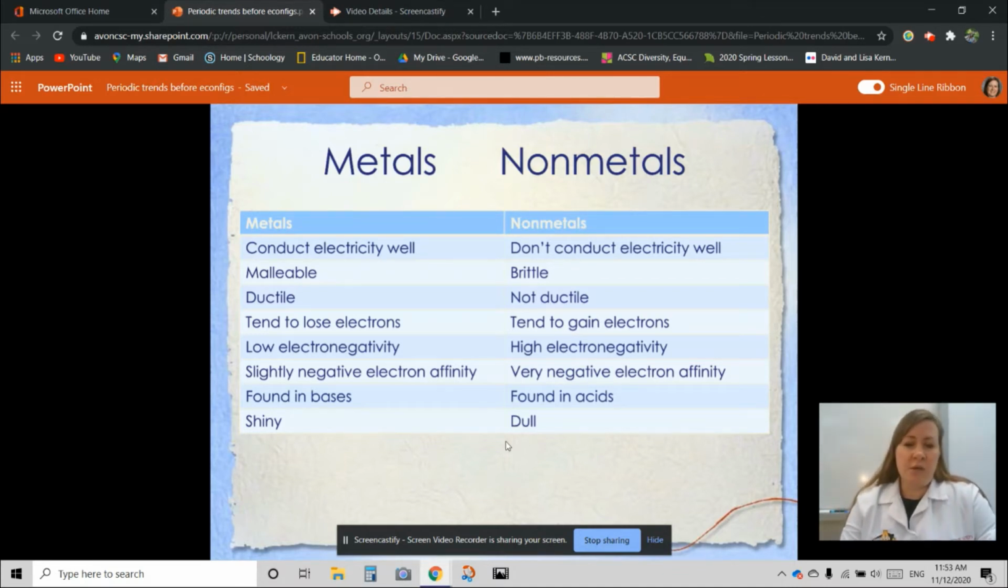Nonmetals, on the other hand, don't conduct electricity well. They are brittle. They tend to shatter when you hit them with a hammer. They're not ductile. You can't make wires out of them. They tend to gain electrons in reactions. They have high electronegativity, very negative electron affinity. They tend to be found in acids, and they tend to be dull rather than shiny.